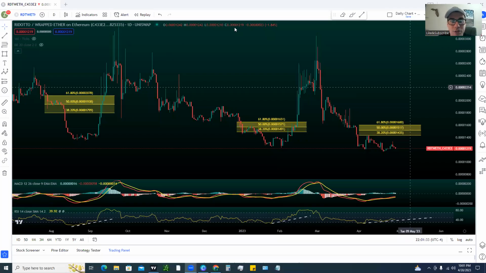What's up, traders? For today's video, we're going to be taking a look at RDT. This is the Ridotto token. Now, we're actually looking at Ridotto slash wrapped ether. That's the token pair that we have here currently. And there's some interesting things that I want to show you guys.